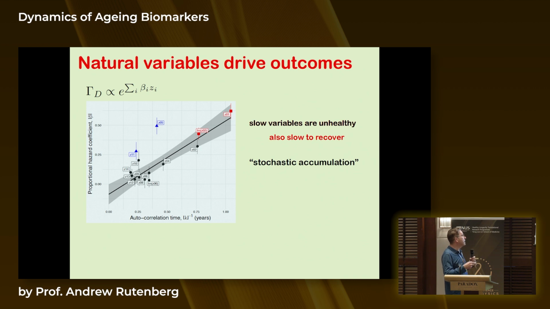But it's sort of a double whammy, because not only are the slow variables unhealthy, but when they have a large value for an individual, if I had a slow variable which was a high value, it would be slow to recover. It's not stable, so it's unhealthy, and it's unhealthy for a long time. So we call that stochastic accumulation. Now you notice that there are some points which are way off this regression line. If you plot them in the hazard versus something else, you might capture it.